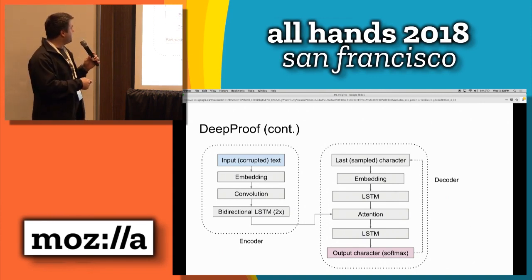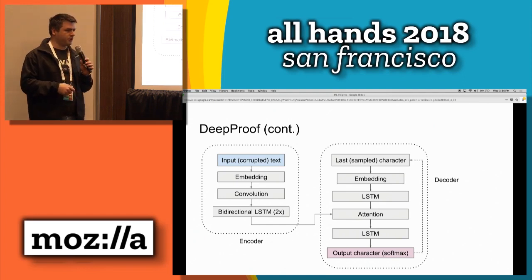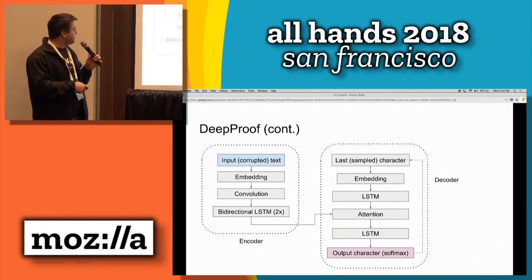So the idea here is we've got corrupted text as input. We use character embeddings. So each letter gets represented as a vector of a certain number of floating point numbers. We use convolutional networks at the beginning, and then a bidirectional LSTM, which is a type of recurrent network. And that is part of what we call an encoder.